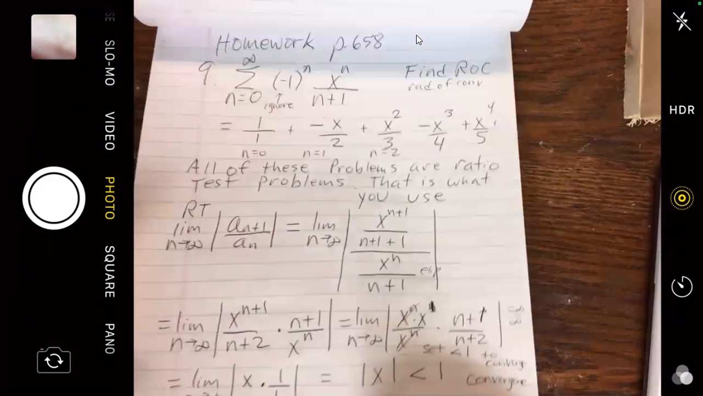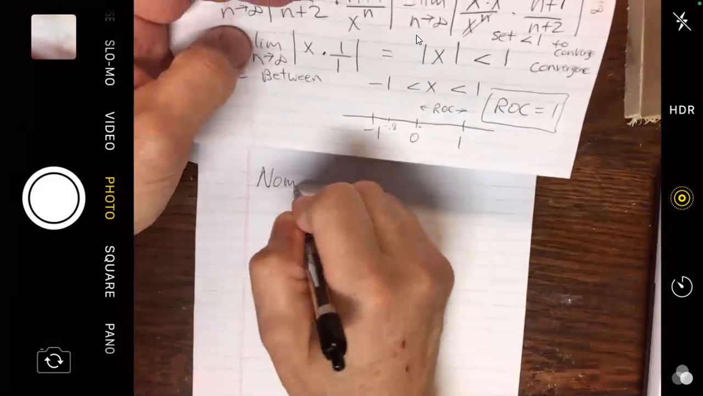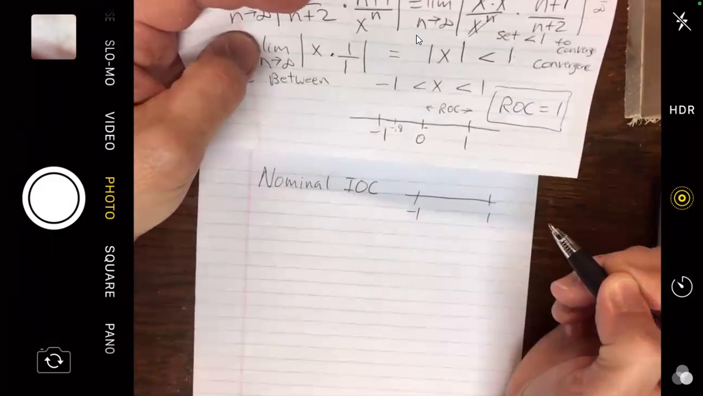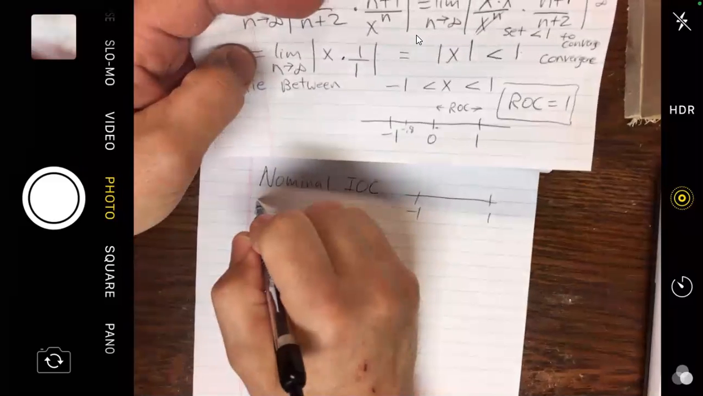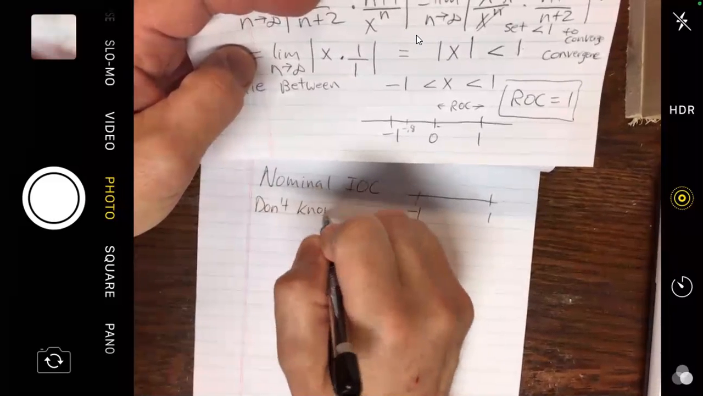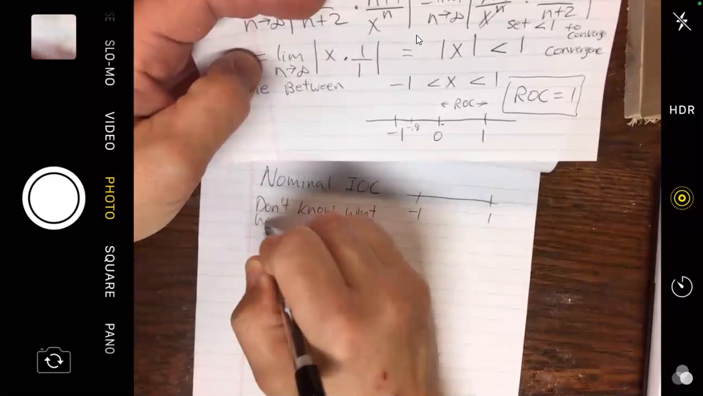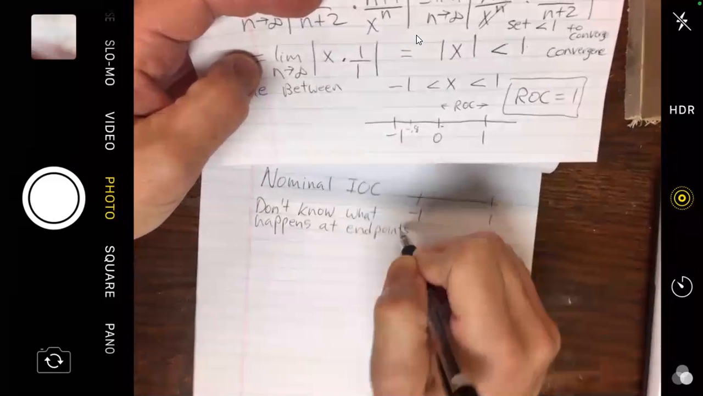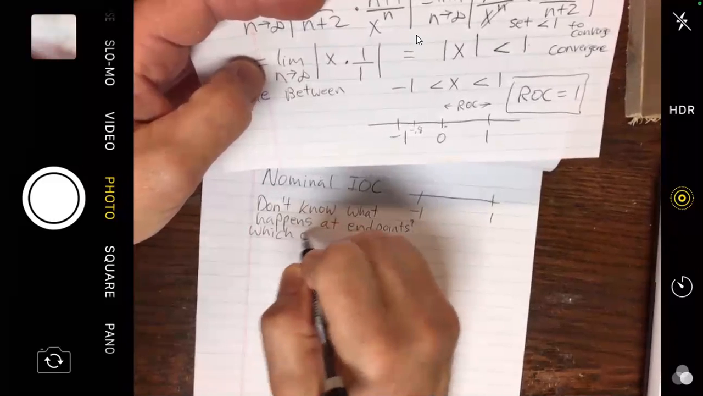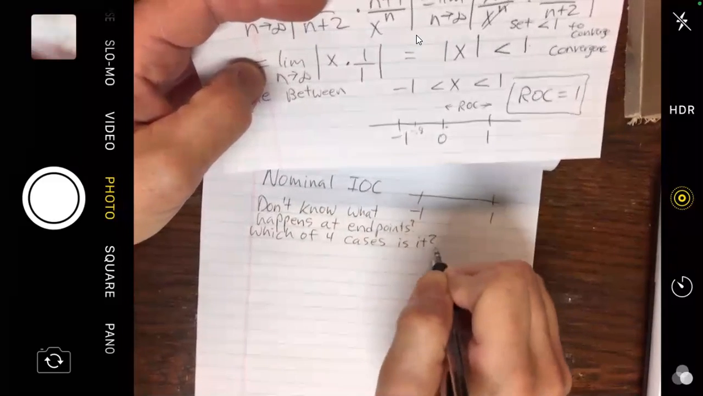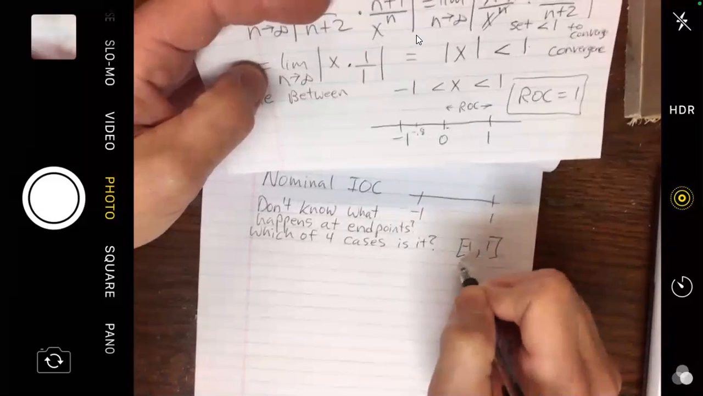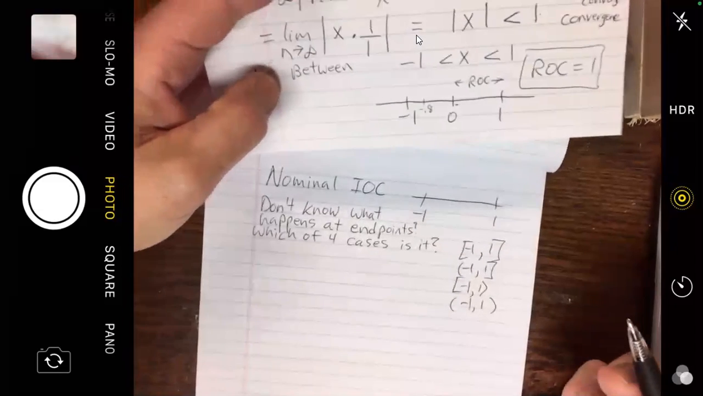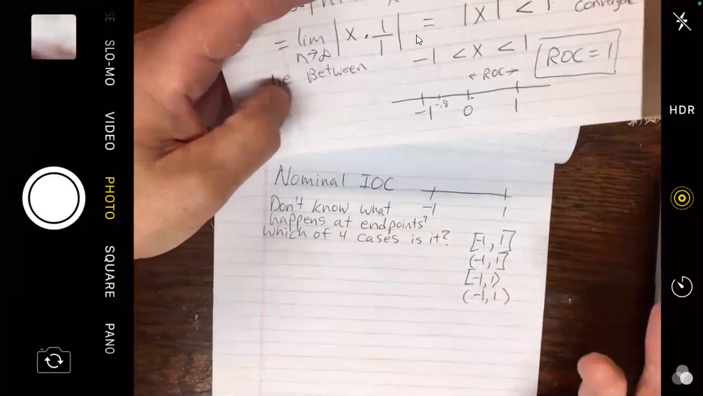Sure. Okay. What we have with this number line, I call the nominal IOC. You basically have between -1 and 1, but you don't know what happens at the endpoints. What happens? Remember the 4 cases at endpoints. Which of the 4 cases is it? Does it look like this? You're -1, 1. Does it look like this? Does it look like this? Or does it look like this? You see the dilemma? I know you're dying to know. The suspense is killing me. I'm dying to figure it out.